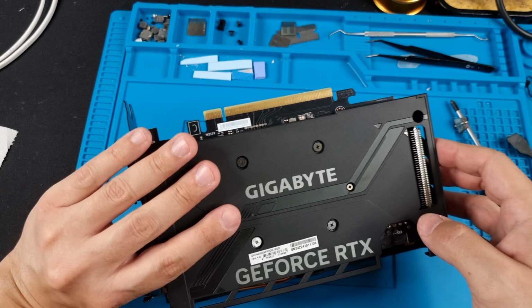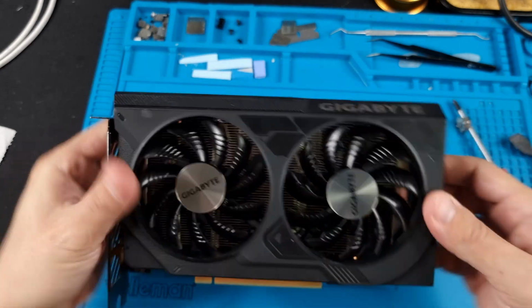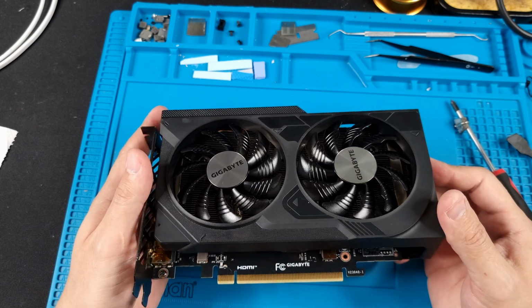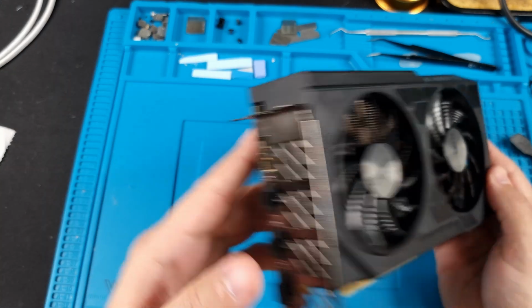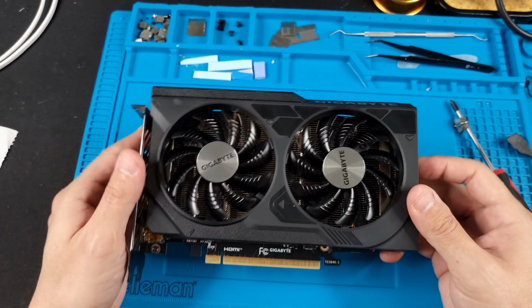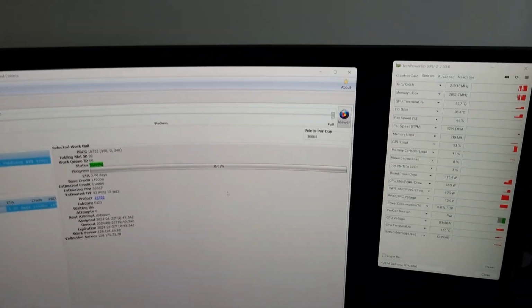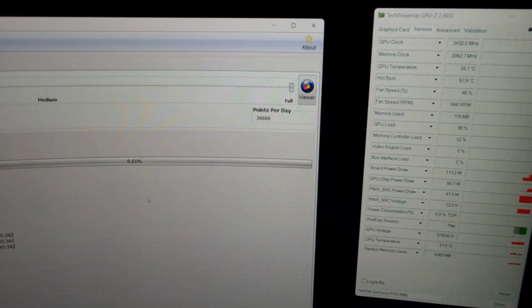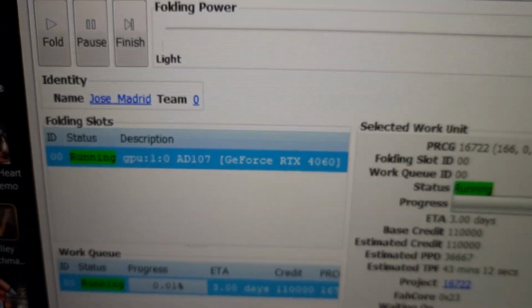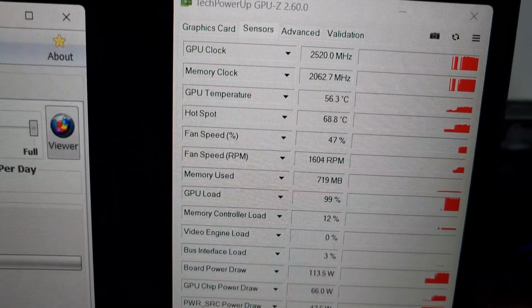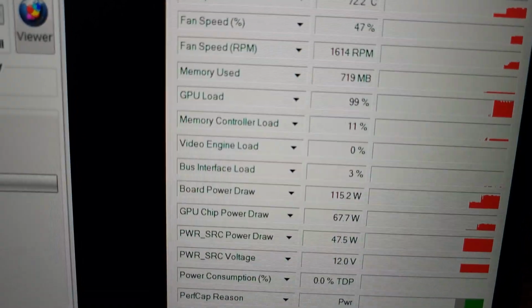Anyway, it's a nice little card. They're using 40 amp phases here, and fast memory, as you would expect from the 4000 series. Very nice little card. I'm disappointed we didn't get any stickers with it. And like I said, this card is very power efficient. So here I am doing Folding at Home with the 4060. And look at that power draw.